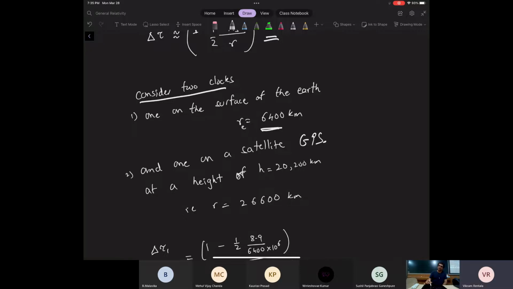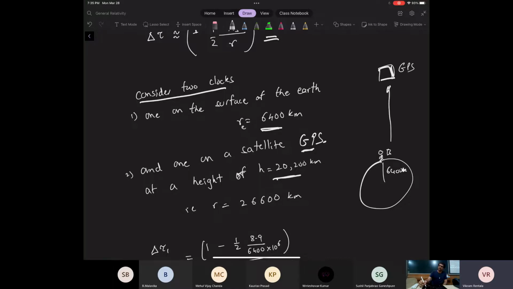Now imagine that this GPS satellite is sitting at a height of 20,000 kilometers above the Earth. The GPS satellite is very high. This is 6,400 kilometers, this is where we are, us with our phones. The GPS satellite is here, and this height is an additional 20,000 kilometers. Let's imagine that there's a clock on board this GPS satellite, and there's a clock on your smartphone, and we want to compare the difference in the rate of ticking of these two clocks.